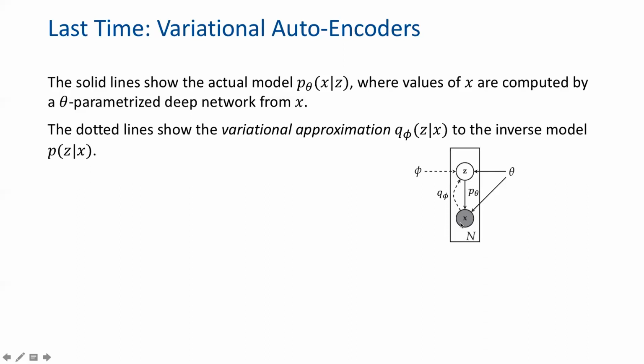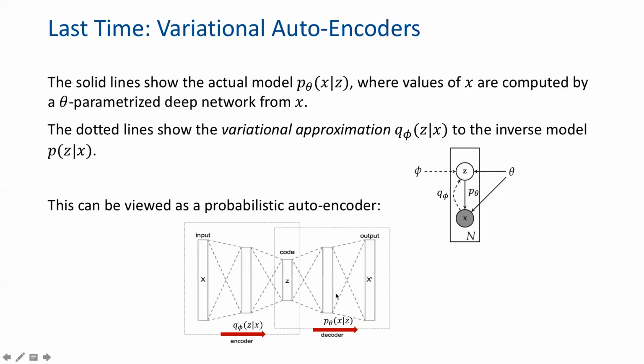Similarly, we can create another deep network, q of phi, that goes back the other way. But remember that both of these networks are probabilistic, so they both non-deterministically produce samples given their input. And it's an autoencoder because it goes from an input to a code back to an input.